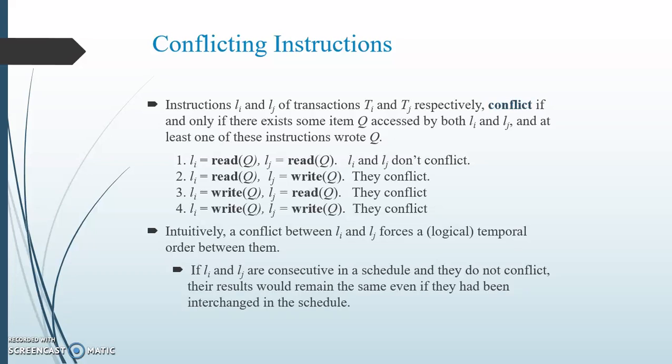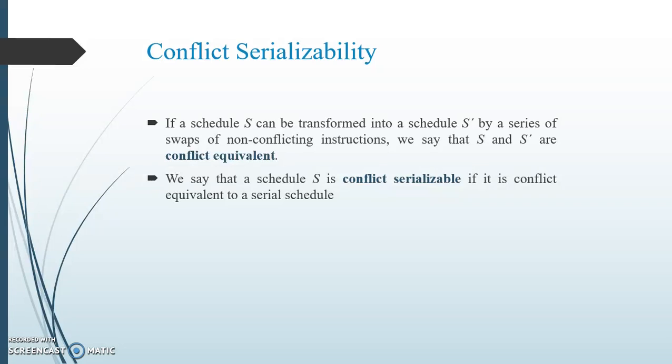Before seeing what conflict serializability is, we will first see what the conflicting instructions are. There are four types of conflicting instructions, which include read-read, read-write, write-read, and write-write. So, these are the four conflicting actions. Intuitively, a conflict between I and J forces a temporal order between them. If I and J are consecutive in a schedule and they do not conflict, their results would remain the same even if they had been interchanged in the schedule.